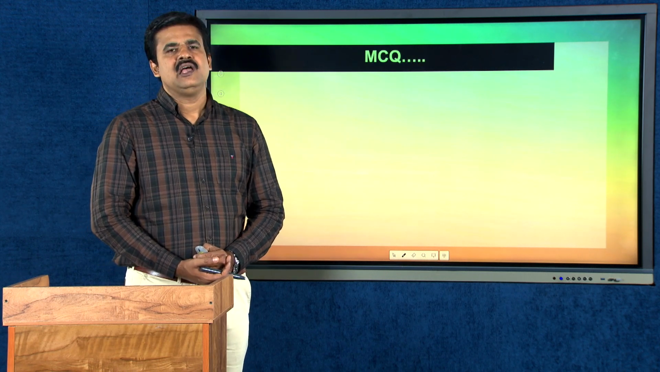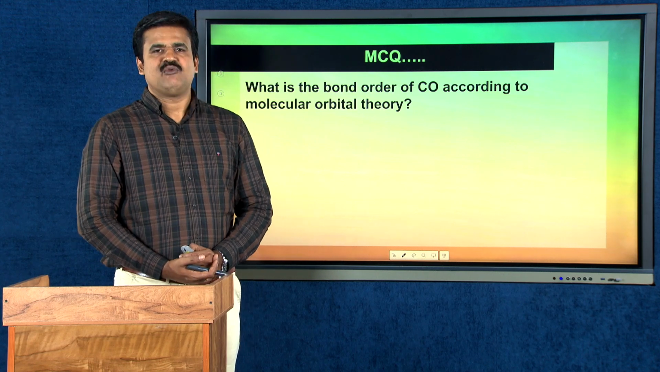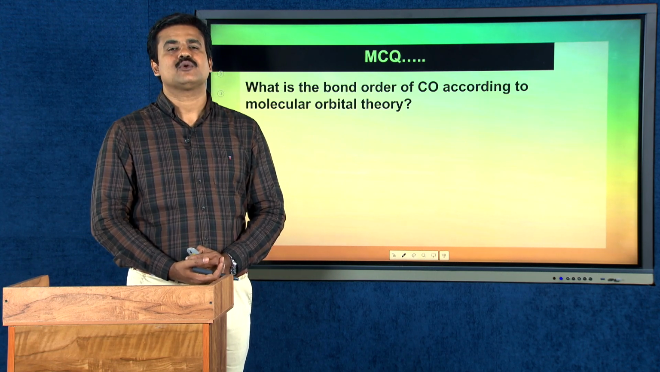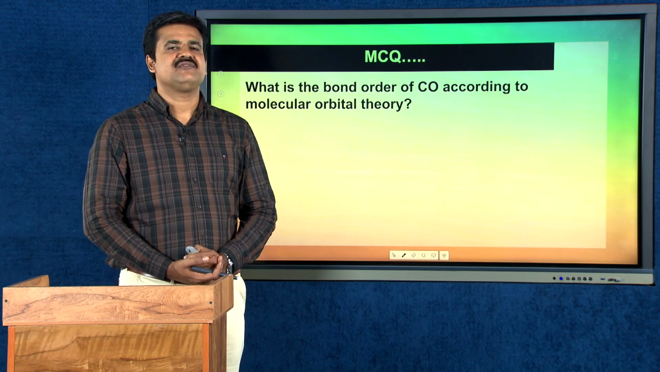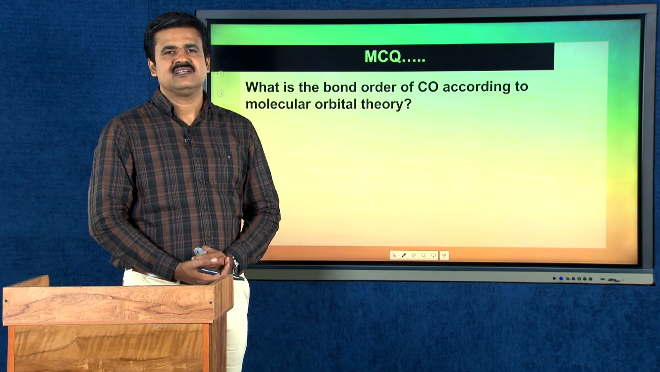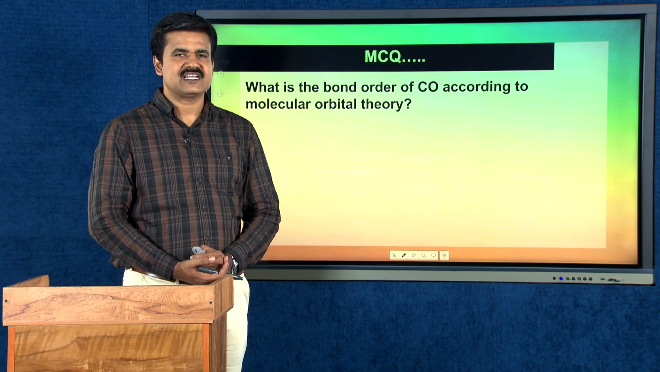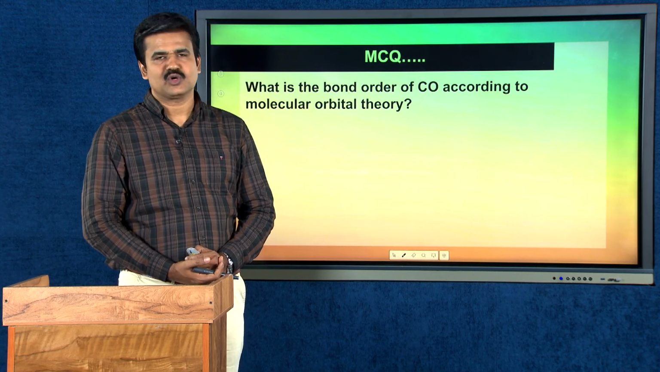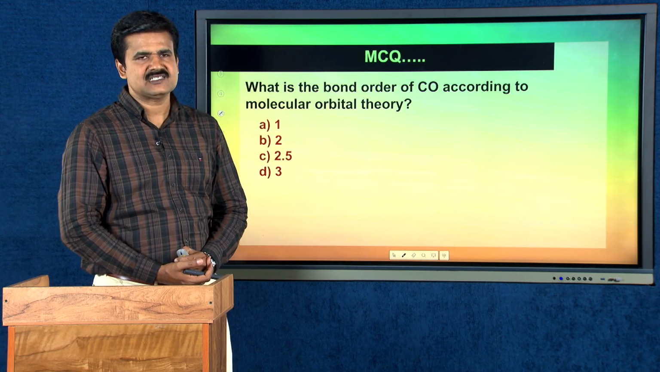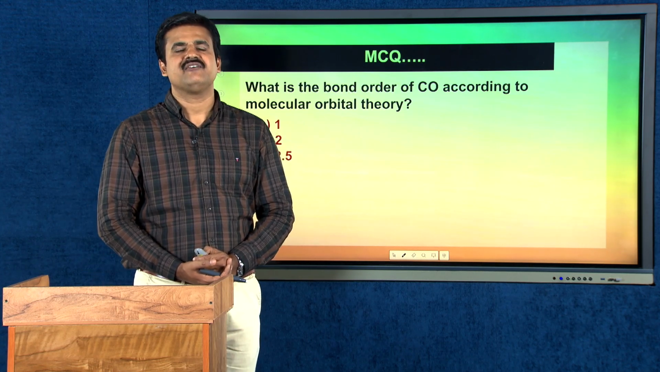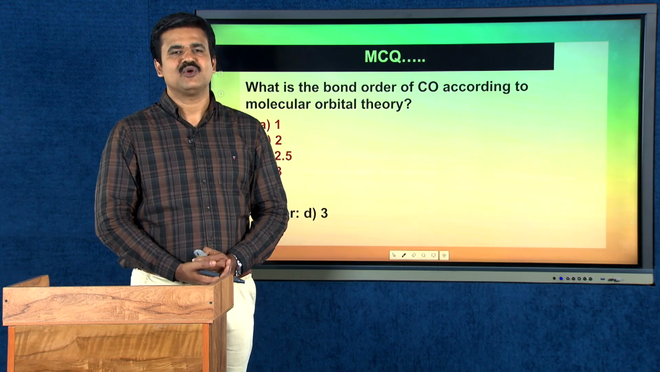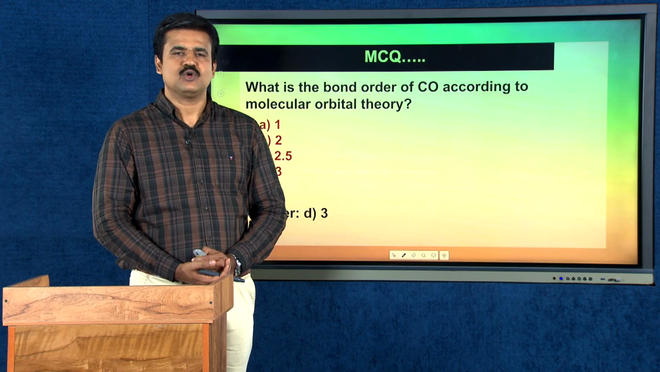Moving on to the next MCQ. What is the bond order of carbon monoxide according to molecular orbital theory? You know the fact that carbon monoxide is a species with 14 electrons, and based on that you can write the MO configuration. From that you can calculate the bond order also. That concept we have studied in this module itself, and these are the options: 1, 2, 2.5 and 3. It is very well clear that the bond order of carbon monoxide molecule is 3, and your answer is option D, 3.